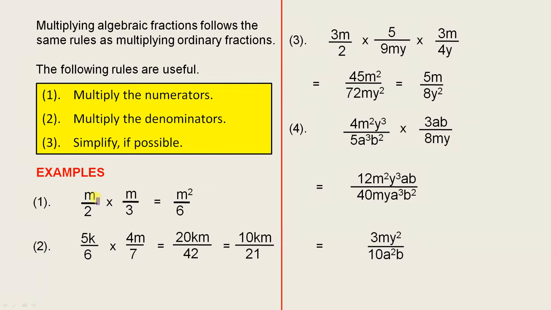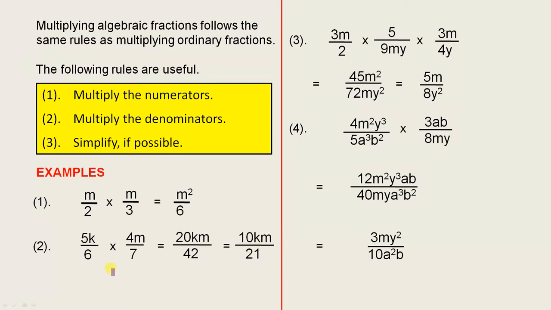The first one is m over 2 times m over 3. So the first rule says multiply the numerators. M times m is m squared. The second rule says multiply the denominators. 2 times 3 is 6. So we have m squared over 6. It says simplify if possible. We cannot simplify this any further, so that's the answer.